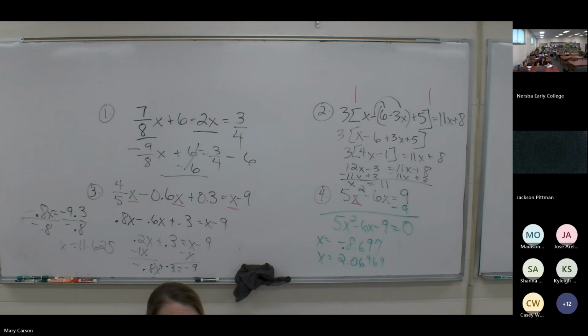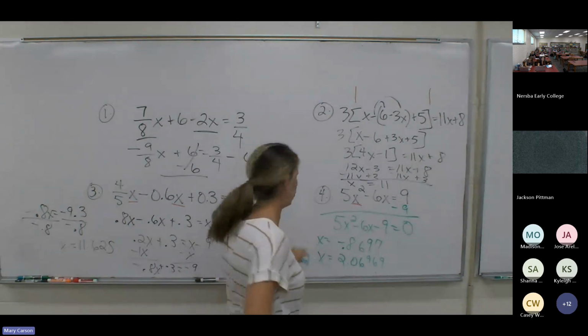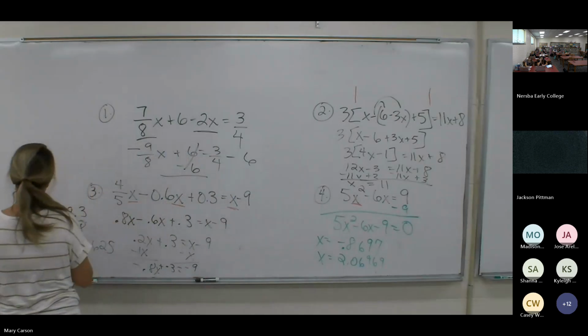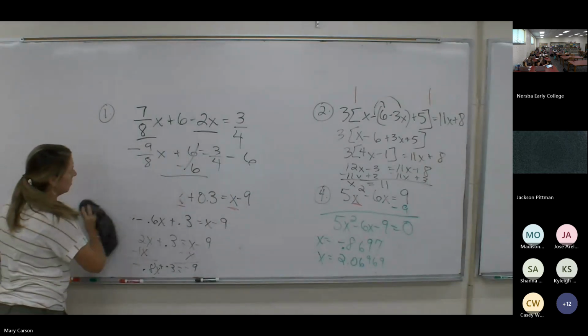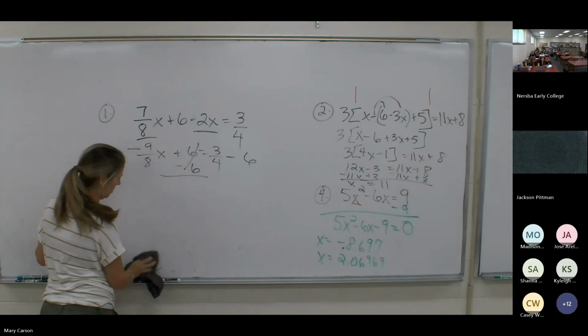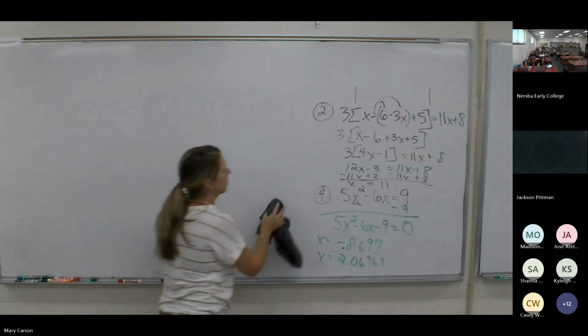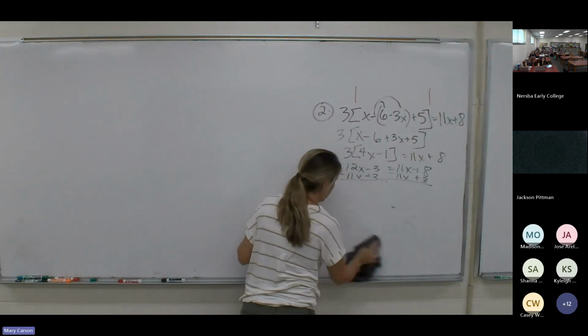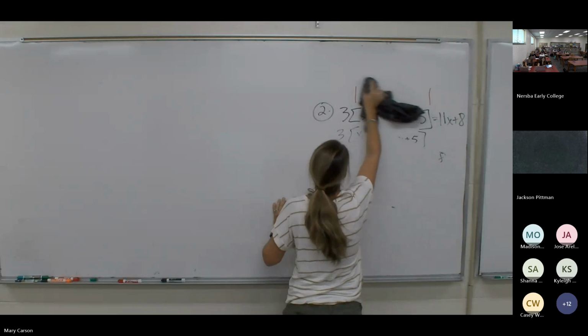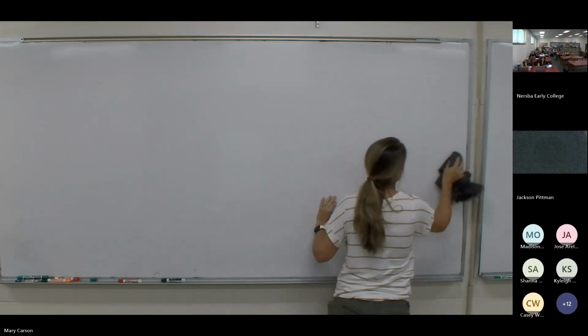Questions on that one? If we had used the quadratic formula, we would have ended up with 3 plus or minus the square root of 6 all over 5. But again, I'm fine with the decimal answer. Okay, next problem. Everybody got this one down? I see the blue okay up here. Yeah. Okay. The next one.